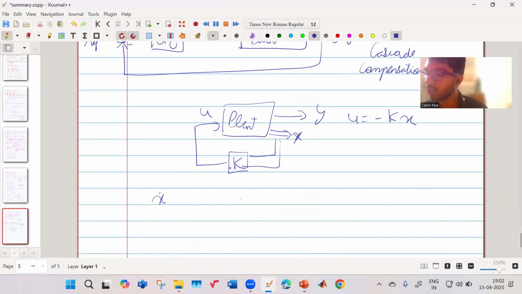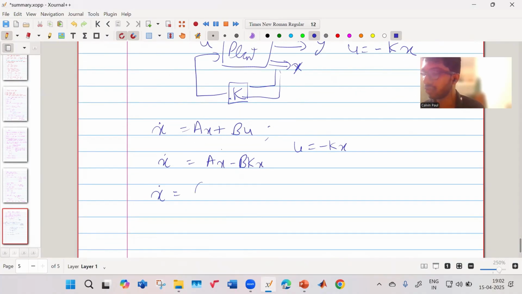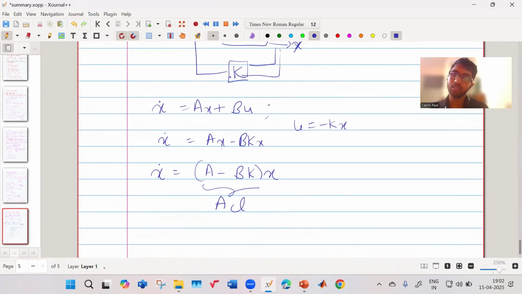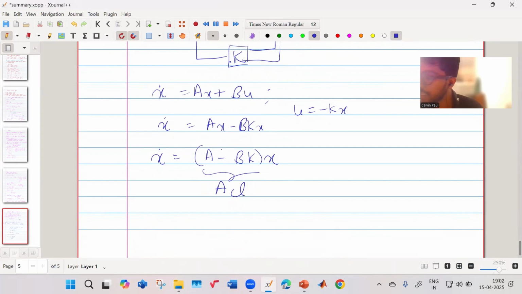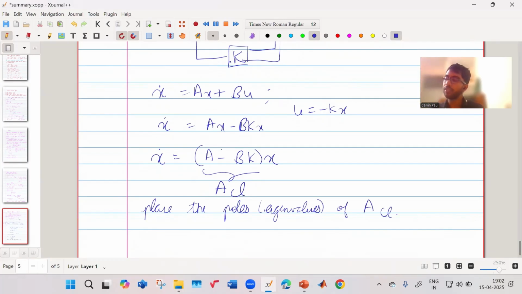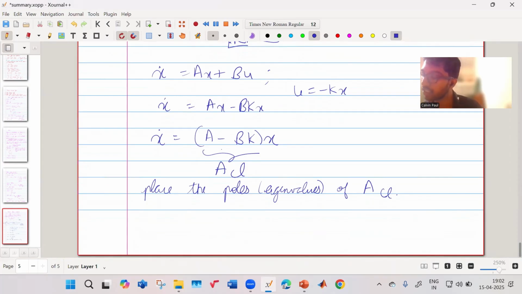We already know that x dot is equal to AX plus BU. Since we are substituting U equal to minus KX, what do we get? x dot is equal to AX minus BKX. So our x dot is equal to A minus BK into x. This is our closed loop A matrix, and we have to place the poles, or eigenvalues, of A closed loop. One more point to remember is that before doing state feedback, you need to check for controllability.